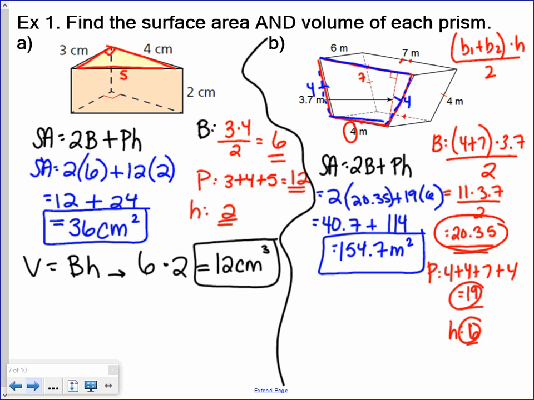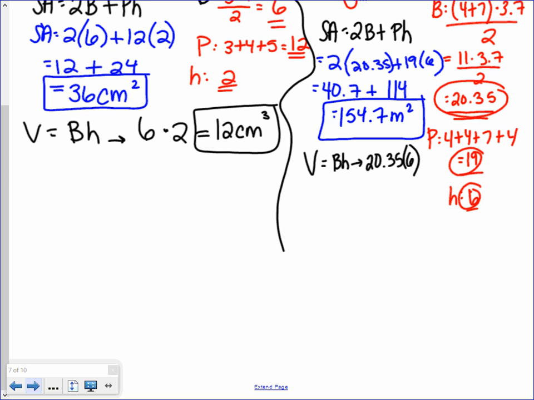Your volume formula is area of the base times the height. The area of the trapezoid was 20.35. And the height between the trapezoids was 6. 20.35 times 6 is 122.1 meters cubed because it's volume.